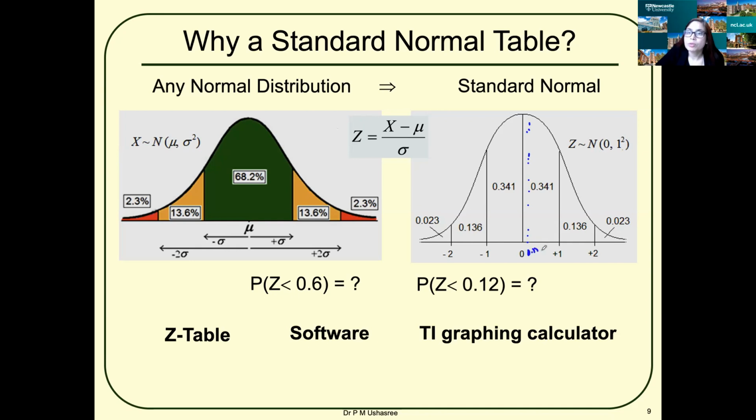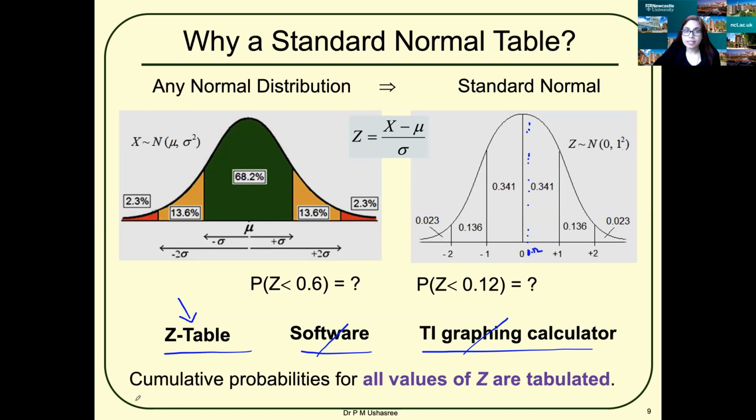That's not possible. So in such cases, we can use a Z table, software, or a TI graphing calculator. And in our syllabus, we are going to stick to the Z table. We can't use the TI graphing calculator or any software. We're going to use the Z table to find this probability.